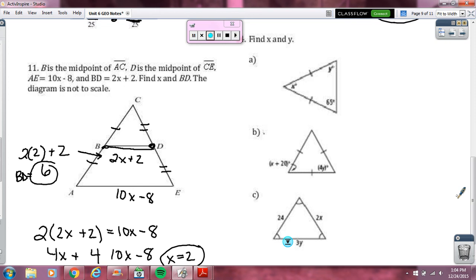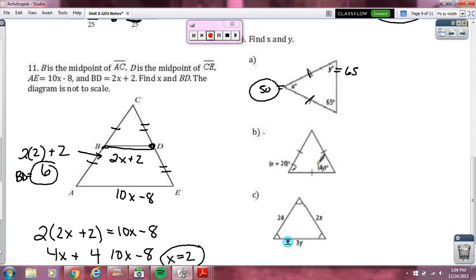Find x and y. Alright, if I see these markings, I see an isosceles triangle, so the sides across from those congruent sides will be the same. Y will be 65. And if 180 degrees are in the triangle, if I do 180 minus 65 and then minus 65 again, I see that x is going to be the 50 degrees that are left over.